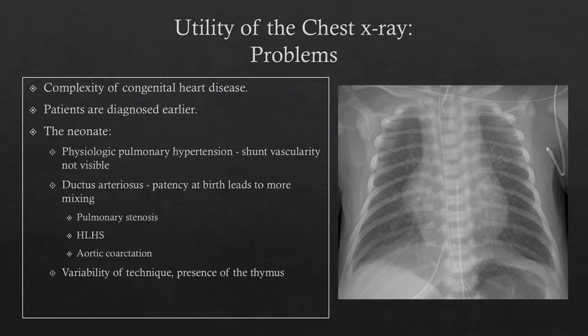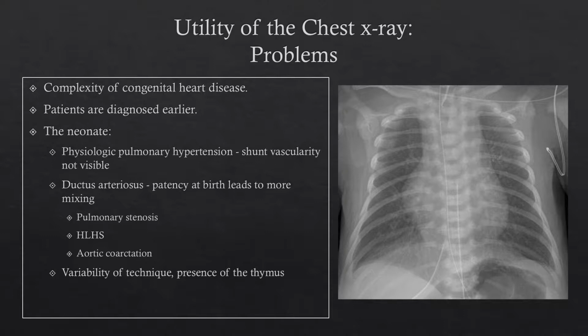There are some problems with using a chest X-ray to diagnose or screen for congenital heart disease. Some congenital heart diseases are complex, with an association of multiple abnormalities, leading to a confusing chest X-ray picture. Patients are often diagnosed earlier and do not have time to develop classic chest X-ray findings. In the first few weeks of life, there is a normal physiologic pulmonary hypertension which remains from fetal life. This means that lesions which may typically cause increased blood flow to the lungs, such as left to right shunts, will not be visible on a plain film until later when the pulmonary vascular resistance drops.